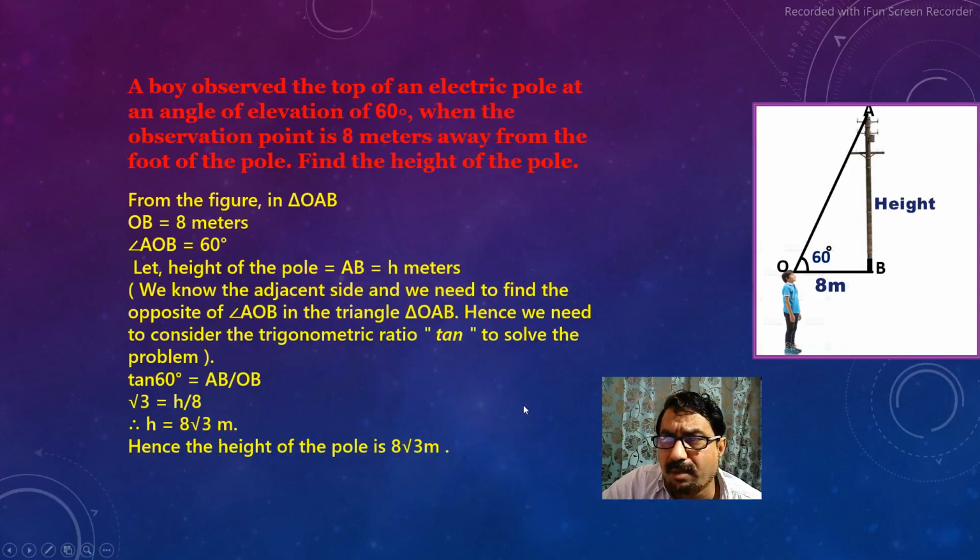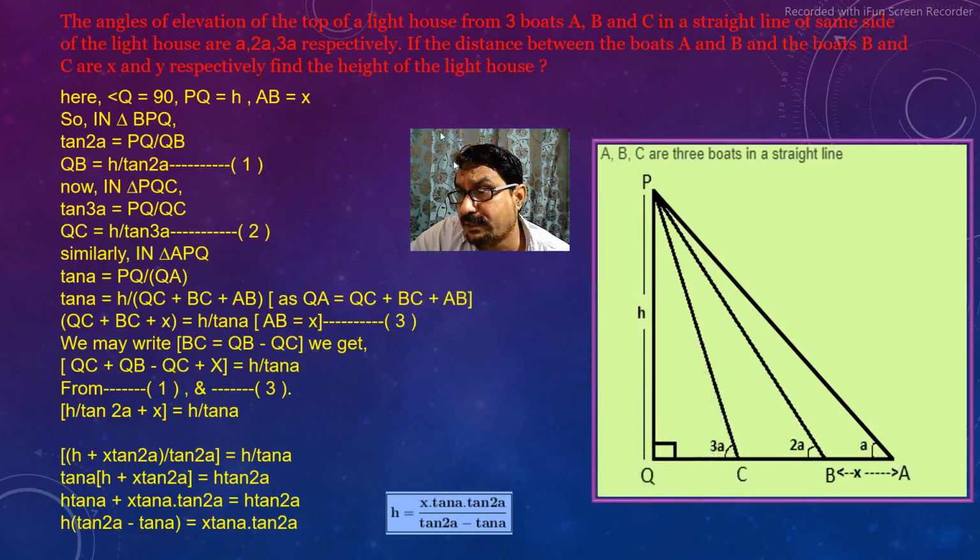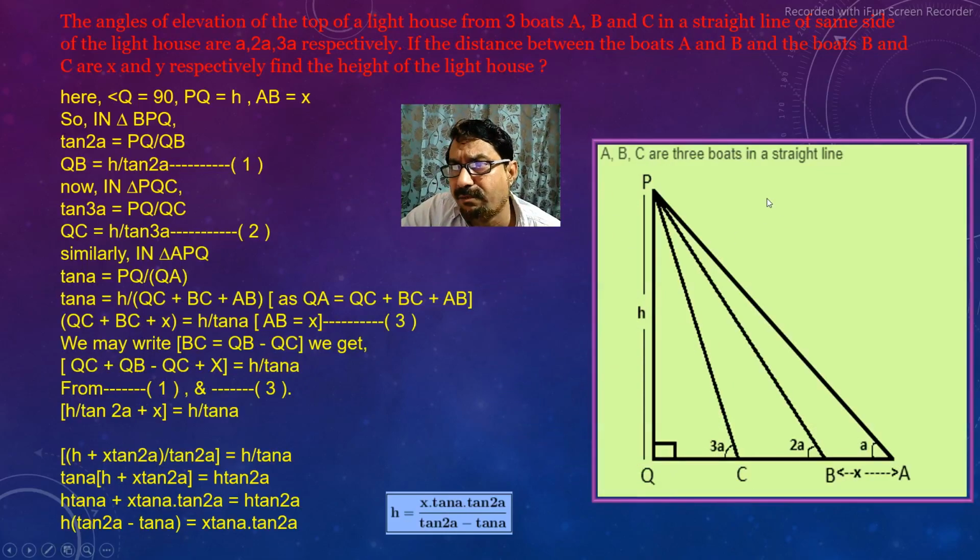Let me proceed to the second problem, which is somewhat complicated. I'll try to explain, and you just concentrate and try to understand this. Okay, what is this? The angle of elevation of the top of a lighthouse from 3 boats A, B, and C. Let us assume that these three boats A, B, C are in a straight line on the same side of the lighthouse, and the angles formed are A, 2A, and 3A respectively. If the distances between boats A and B and between B and C are X and Y, what is required is to find the height of the lighthouse. I hope everyone knows what a lighthouse is.